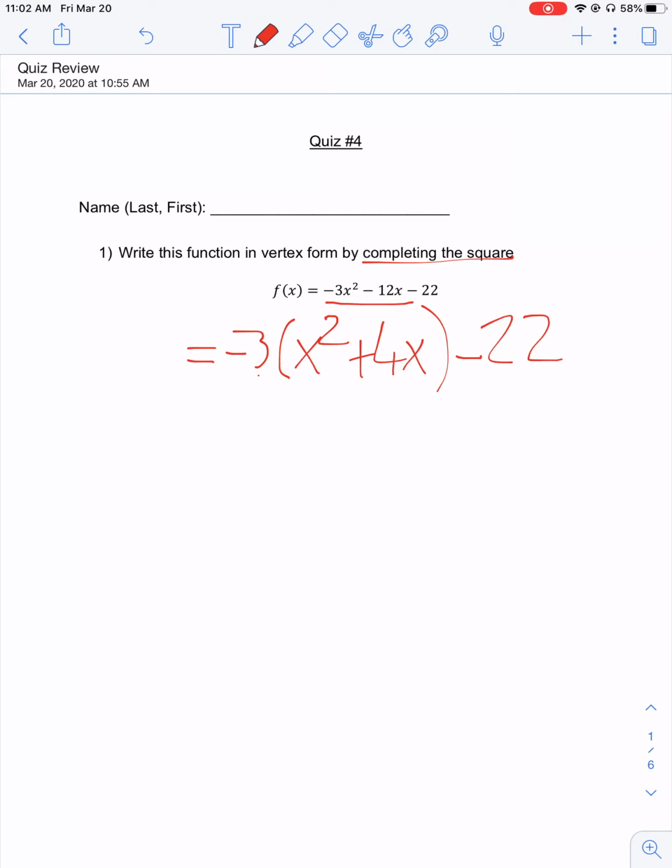And now, once you have this stuff inside your bracket, your goal is to find a binomial squared that will best approximate this, okay? So your binomial will always start with an x, and then you have to look at the coefficient of your x term and divide that by 2. Because it's plus 4, divided by 2 is plus 2. Then you square this, and when you square this, you will see that you're going to get the same two terms inside your bracket.